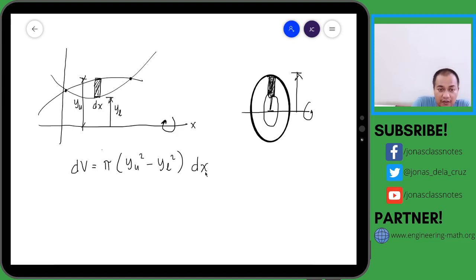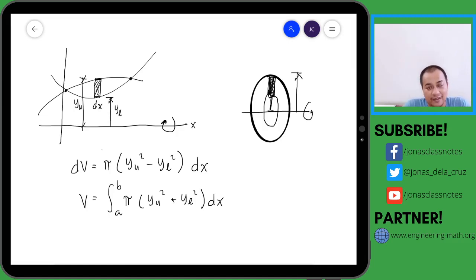Okay? So, dx. So, para makompute natin yung volume, we should get the integral of whatever this is, pi times y upper squared minus y lower squared dx, where your x ranges from a to b. Okay, this is our formula when our rectangular element is vertical, may y upper, y lower. Pero kapag horizontal yung rectangular element natin, magiging x right squared minus x left squared dy naman. Okay? So in the next video, we are going to have an example using this formula.